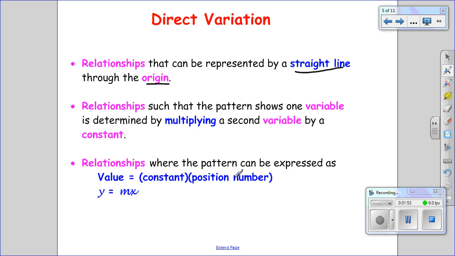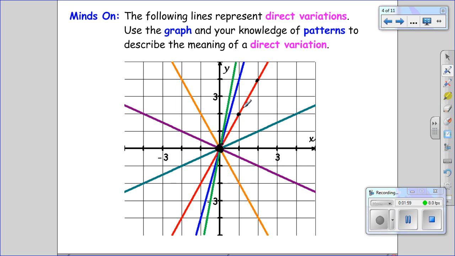If we go back to some of our old terminology, it's really pretty straightforward: y equals mx, where m is the slope of the line. Because if I look at the slope of this red line, my rise is 2, and my run was 1. So my slope was 2 over 1.